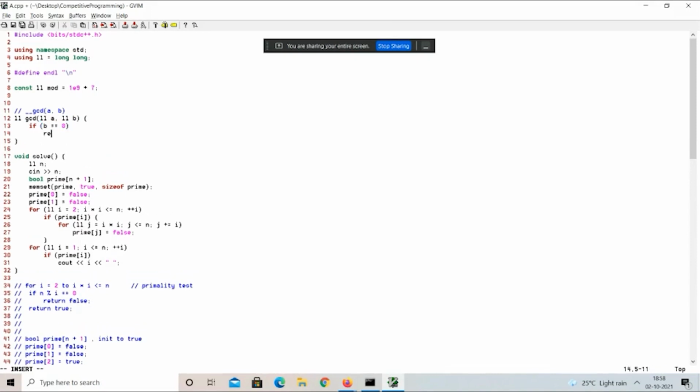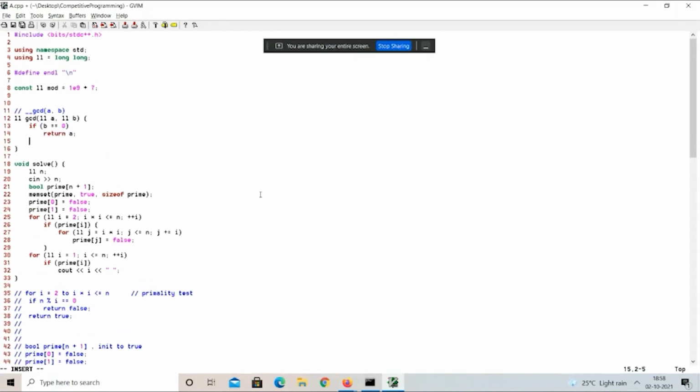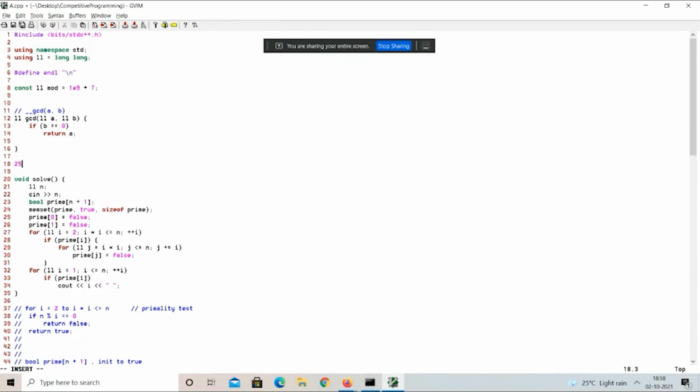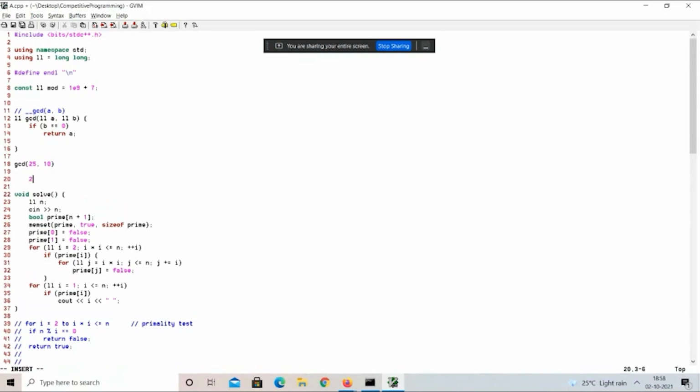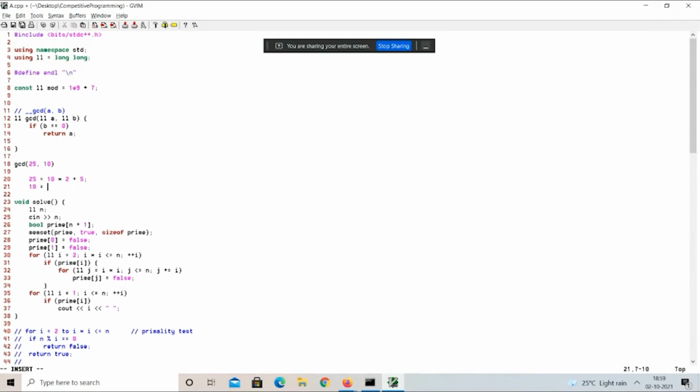If B is equal to 0, return A. Why? Let me explain it. Suppose you have to find the GCD of 25 and 10. 25 is equal to 10 into 1. Okay, 25 is equal to 10 into 2 plus 5. In the next step, you have to find 10 is equal to 5 into 2 plus 0.